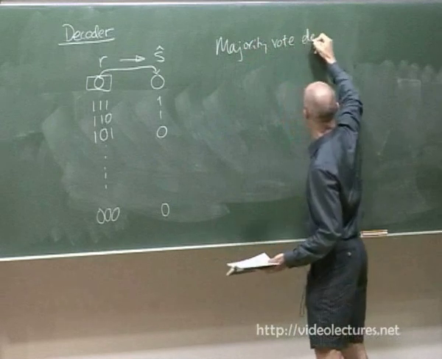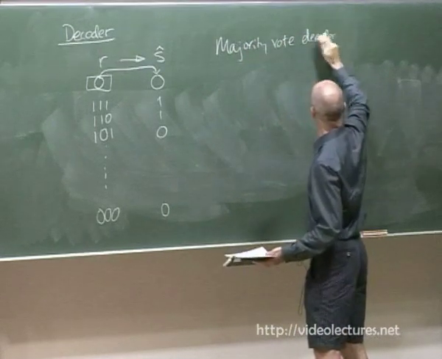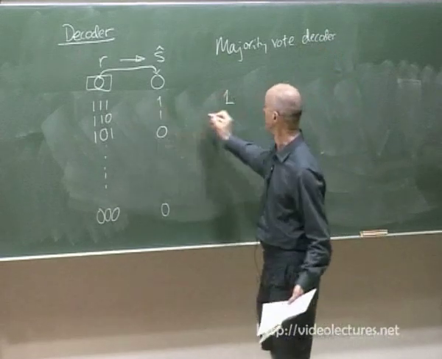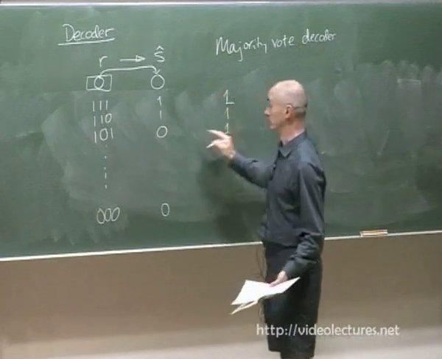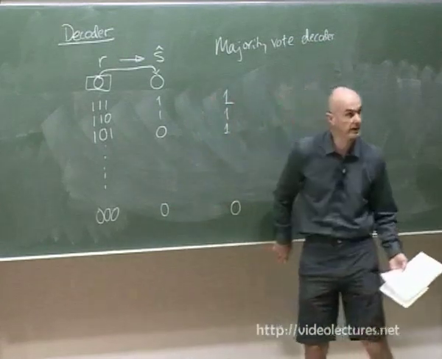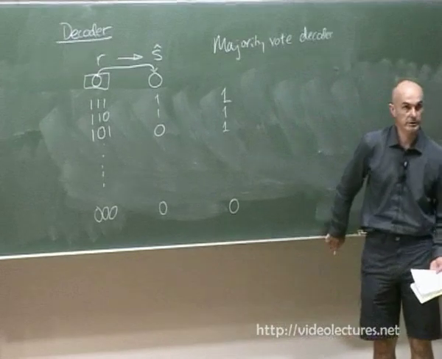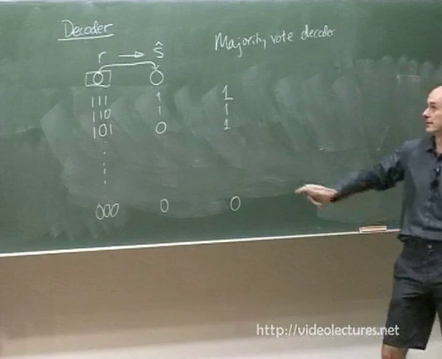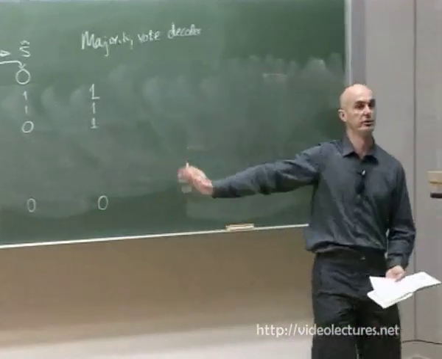Decoder. Which is the most common? So we say one here, one here, one here. Ooh, disagrees. And go down the list and we get zero there. Everyone understand what we mean by majority vote? Okay. You were suggesting a different decoder. What do you think of the choice between these?